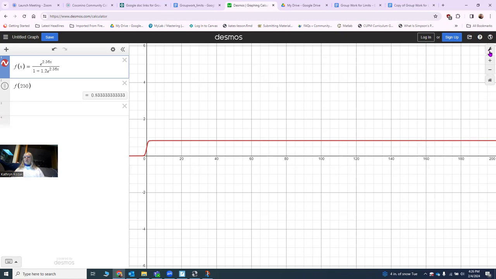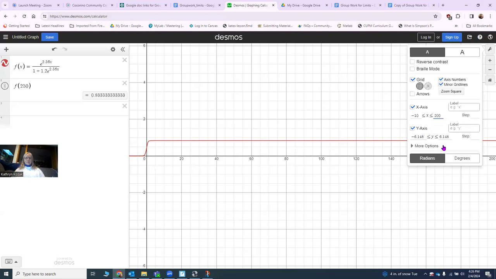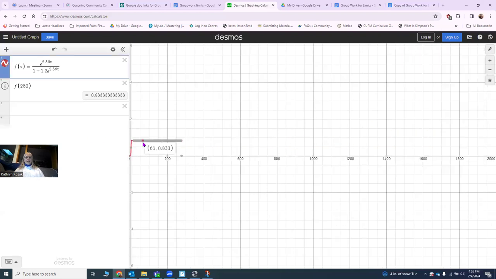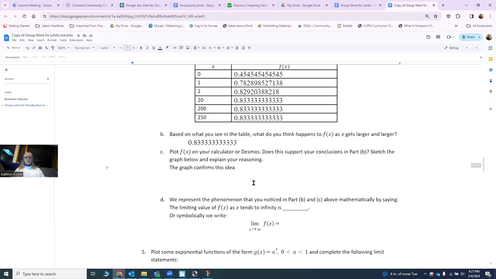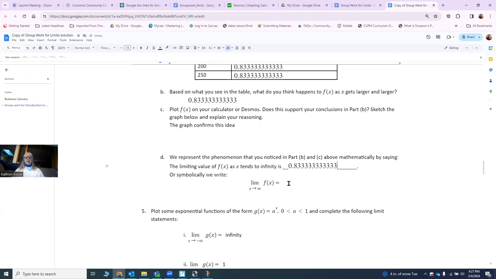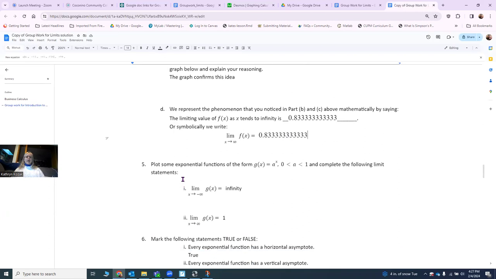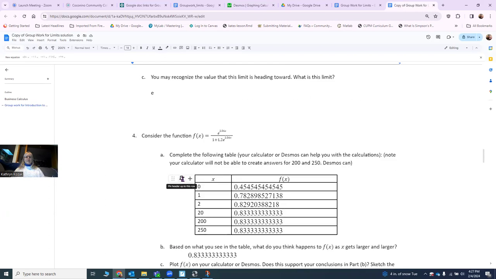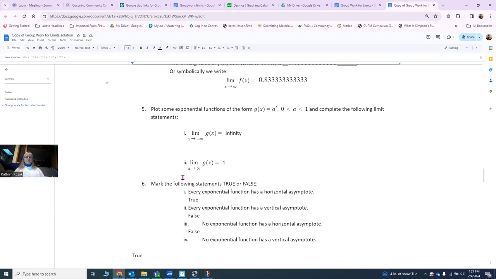If you want to even make it bigger than that, you can go to 2000. And again, you're going to see us getting closer and closer and closer to that number. And Desmos can't go any higher than 250. So we can see that's what's happening. The graph does confirm it. As we're tending to that, we are getting close to that number, and we can now say the limit is 0.833333 repeating, which means it's some fraction that we could find out what that fraction is as we get farther into algebraic methods.